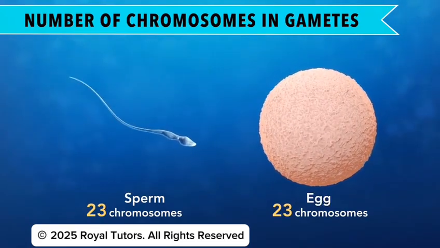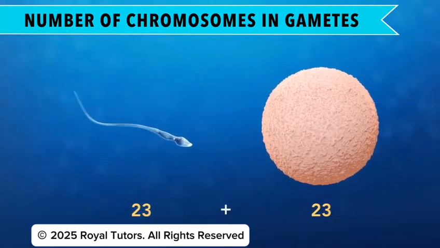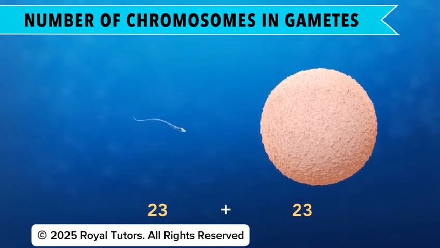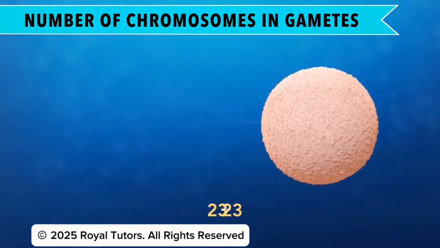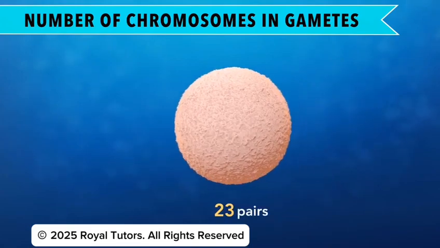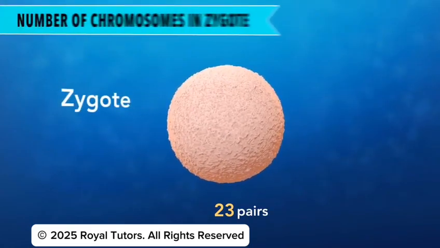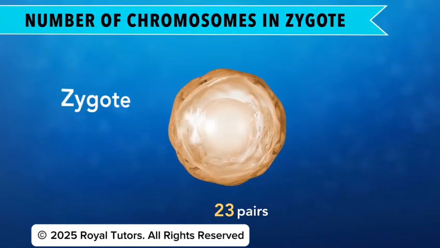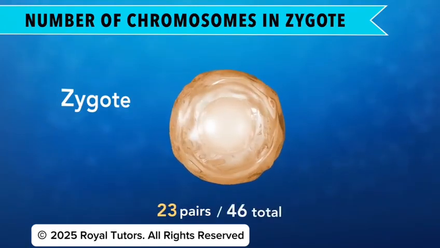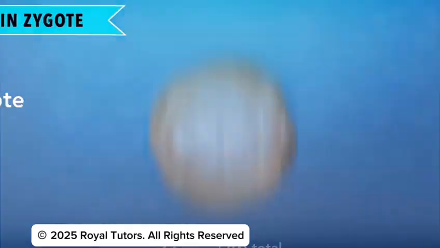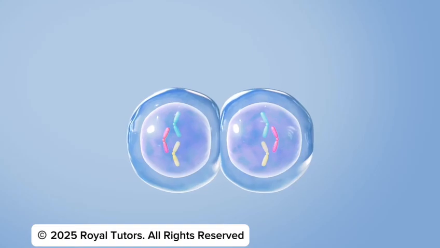When sperm cells fertilize an egg, they both contribute their 23 chromosomes. This full cell, called a zygote, now has 23 pairs of chromosomes, for a total of 46. This overview of cell division will help you in studying the cell cycle, which is the life cycle of the cell.